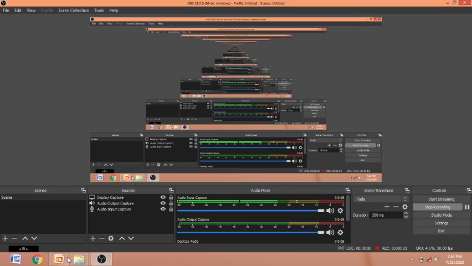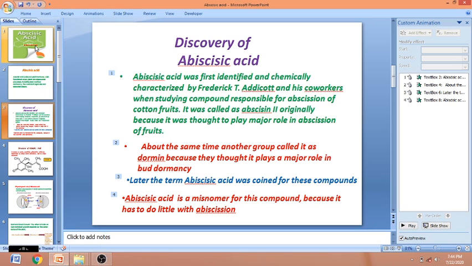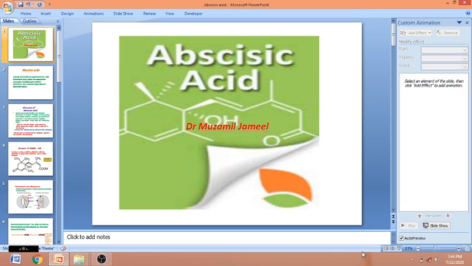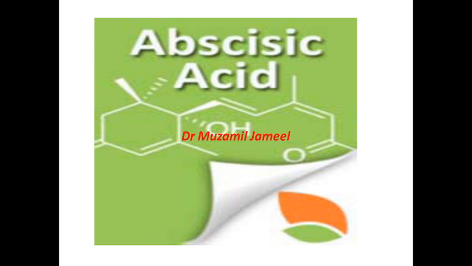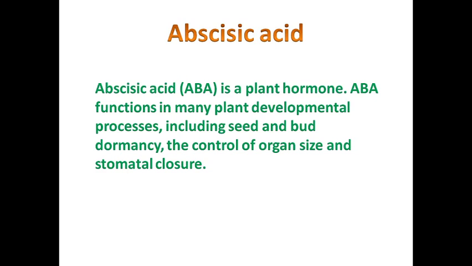Today we'll be studying the next phytohormone, abscisic acid, ABA. It's also called the stress hormone. It's produced in a plant when the plant is under stressful conditions, or you can say the high levels of ABA in the plant are produced when the plant is under stressful conditions, like water stress or drought.